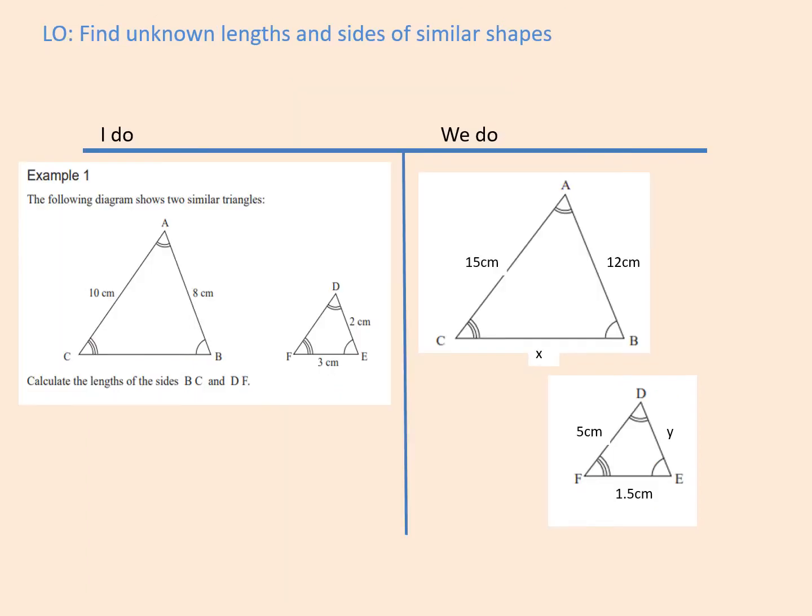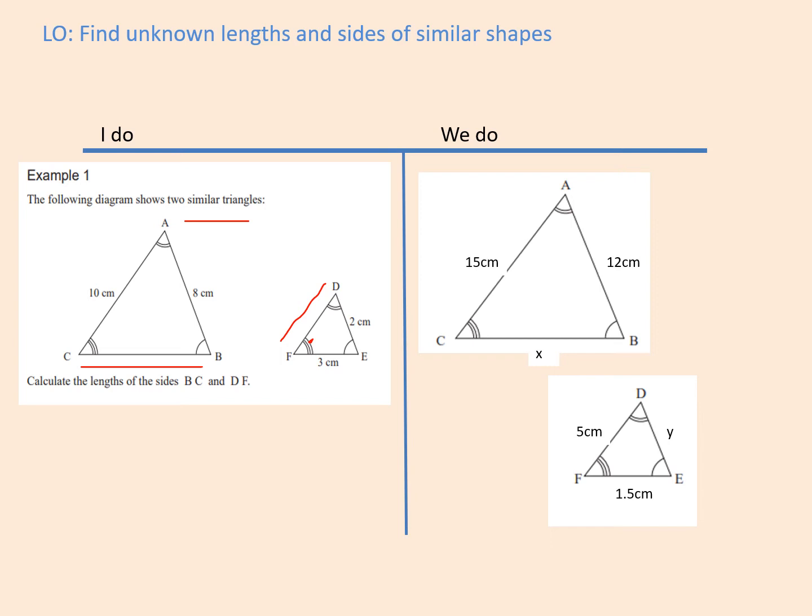Let's have a look at these then. It's asking us to find the unknown lengths. It's telling us in the diagram that this angle here is the same as this angle here. This has 3 lines, that has 3 lines. It's trying to tell us that these angles and these triangles are similar shapes. And it's telling us this also in the question by saying two similar triangles. It's asking us to calculate the side lengths of BC and also DF.